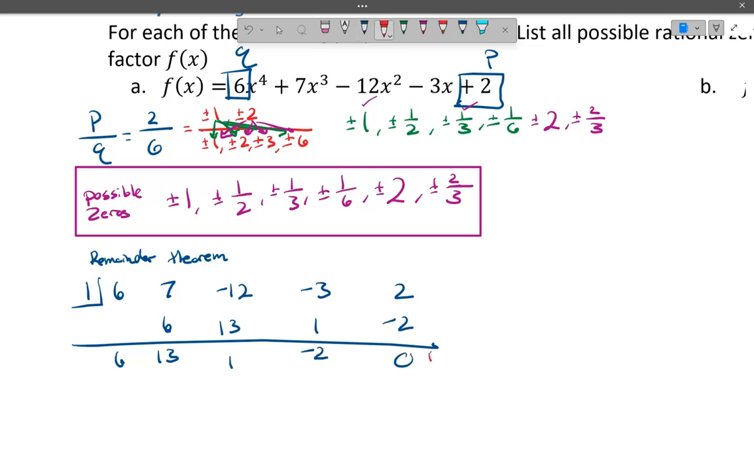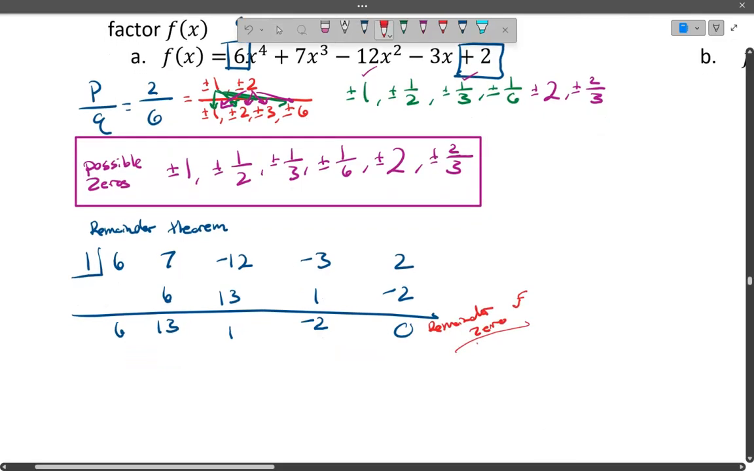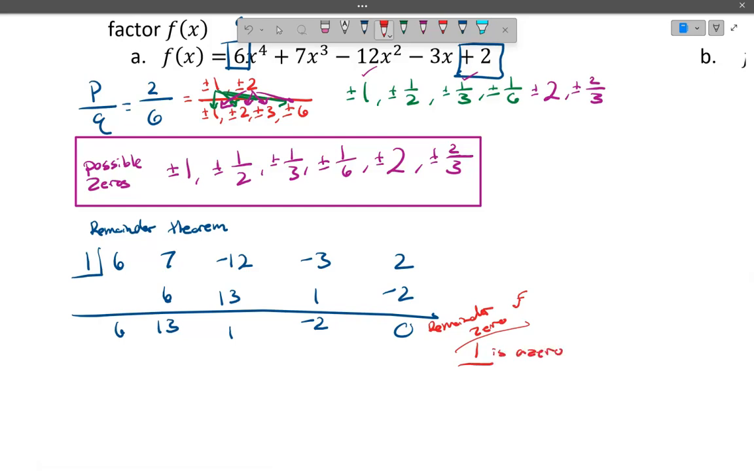Since we got a remainder of 0, that means that 1 is a zero. So we've identified one of our zeros. If we didn't get 0 as a remainder, then all we would have to do is come back here and replace this with a different number and try again until we get a remainder of 0.